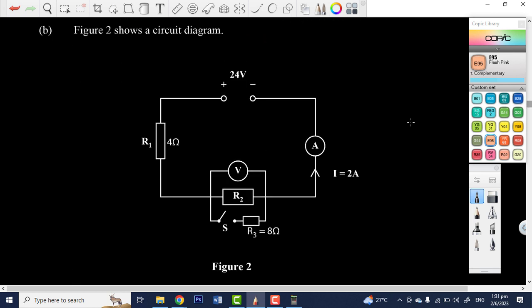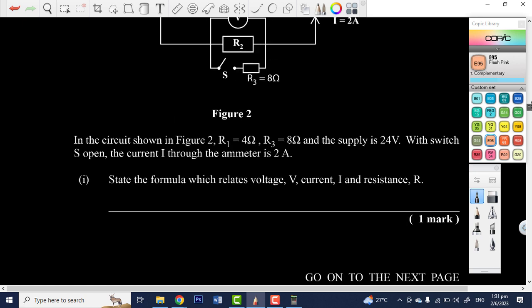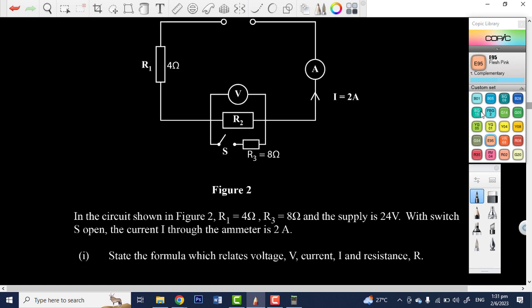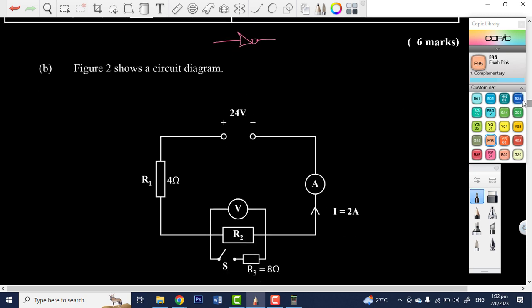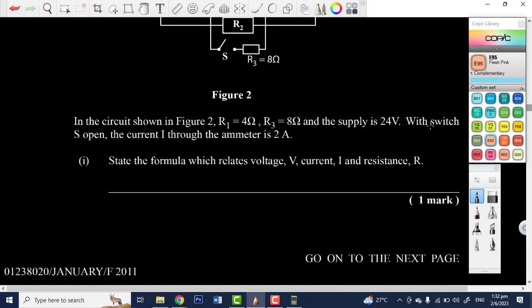Now, here's our circuit. So, let's say we have this circuit right here. So let's read what they say. When we're looking at these questions, you always want to read what they're telling you and then look at the circuit to check if it's true. So they say, in the circuit in figure 2, R1 is equal to 4 ohms. So you check to see, okay, R1 is 4 ohms. They say now R3 is 8 ohms. So you look to see R3 is 8 ohms. And they say that the supply is 2 volts. So you look up and you see, oh, sorry, not 2 volts, 24 volts. So you see, okay, 24 volts right there.